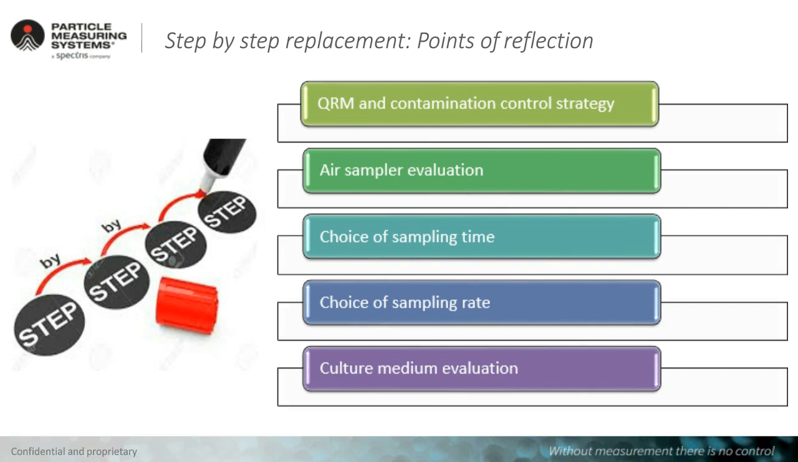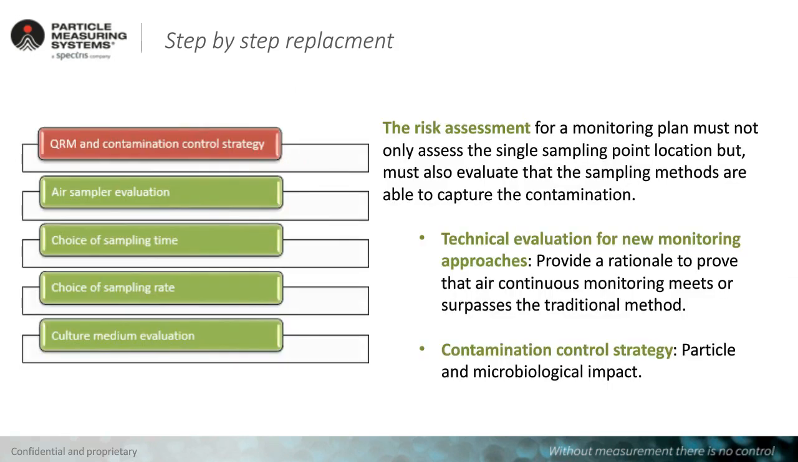The risk assessment for monitoring especially must not only assess the single sampling point location, but as well must evaluate that the sampling methods are able to capture the contamination. So we need to understand whether it is technically possible to capture the contamination. And you need to provide a rationale to prove that continuous air monitoring meets or surpasses the traditional method. In the contamination control strategy, you need to describe, therefore, as well, what are the particle and microbiological impacts on your decision.